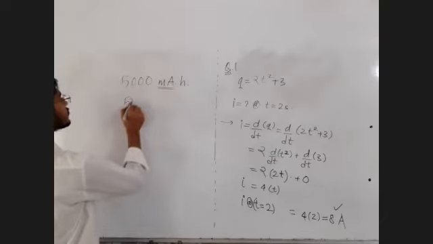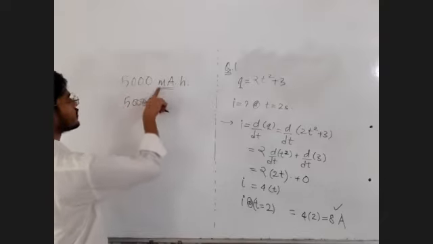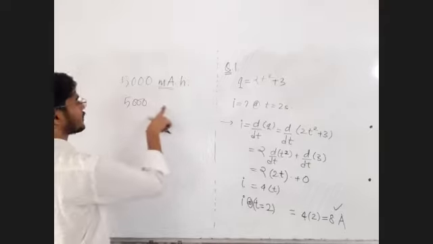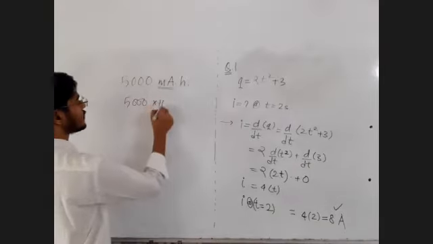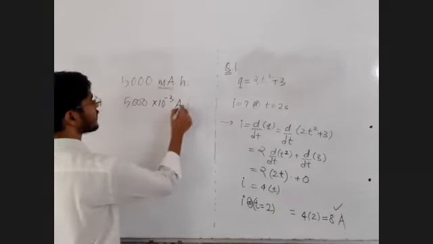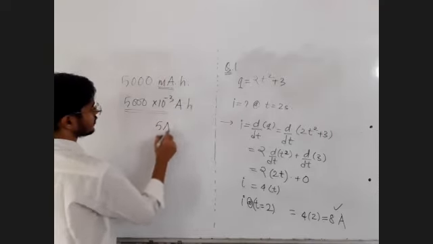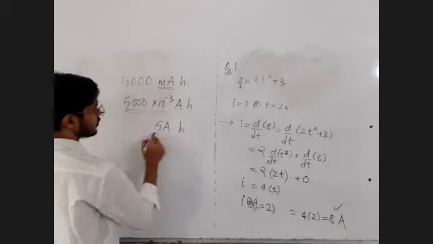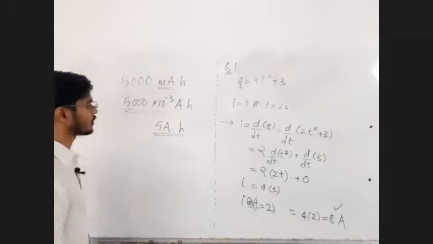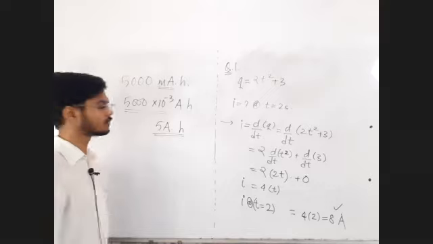Milliampere, see, M is small, A is capital, H is small, mAh. Milli you can write it as 10⁻³ ampere as it is, hour as it is. Okay, what does this mean? 5 ampere hour, what does that mean?